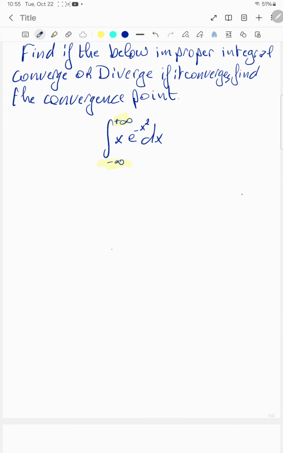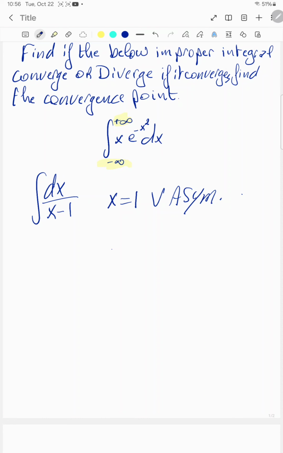The second condition for an integral to be improper: if I have the integral of dx divided by x minus 1, I know we cannot divide by 0, so x equal to 1 is a vertical asymptote. That means that function is discontinuous at 1, so that would be an improper integral too. This one will be improper too. So now that you know what an improper integral is, let's start solving this problem.